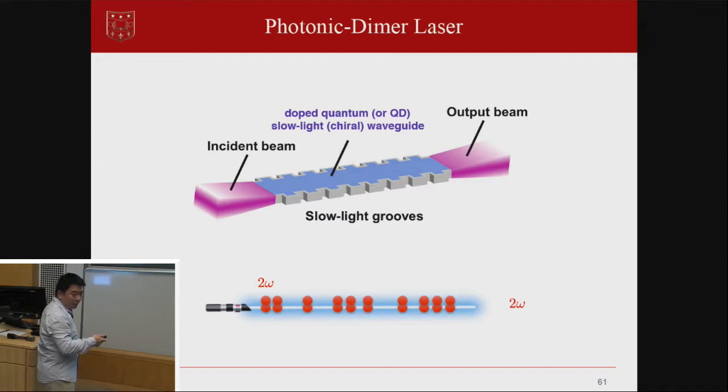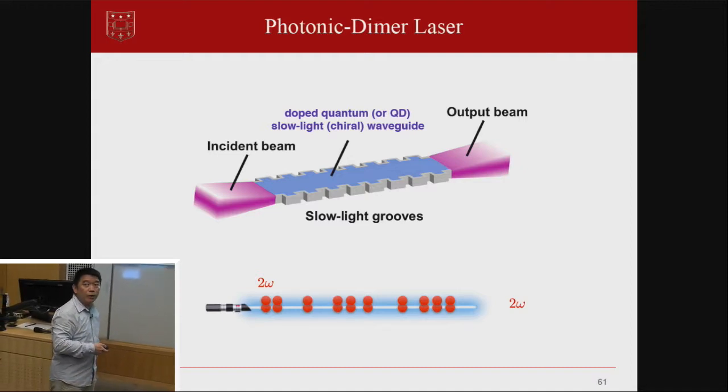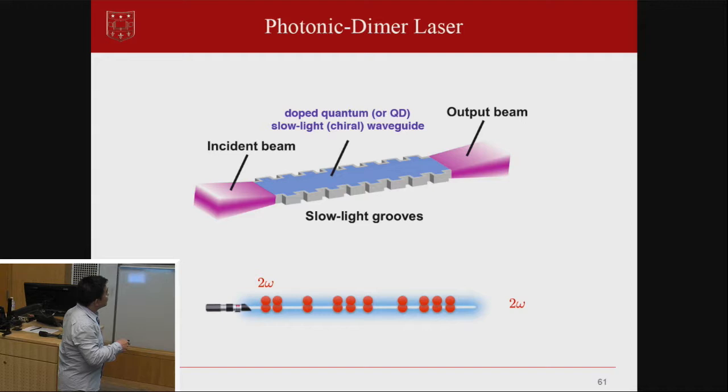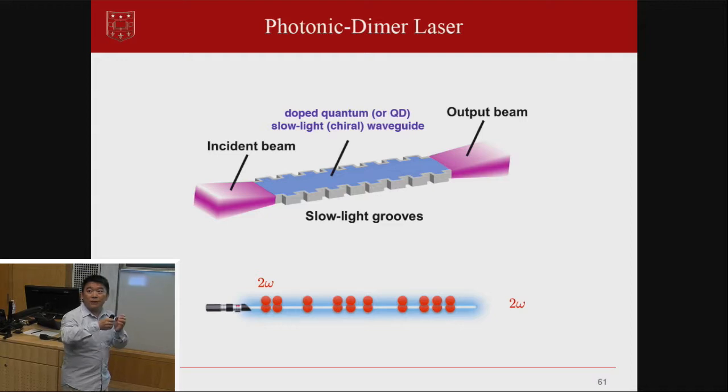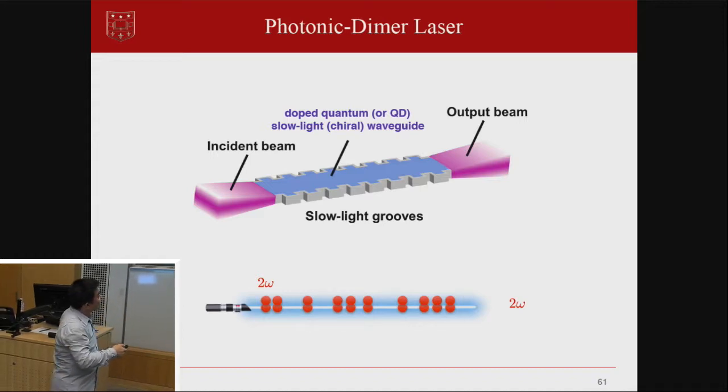So this depicts some possible configuration for this kind of laser. First, we have a slow light waveguide. Slow light means that they are much more tightly bound to each other in the BC limit. And then you have the gain medium in the chiral system here. Then the entire structure is very similar to that of a typical laser.